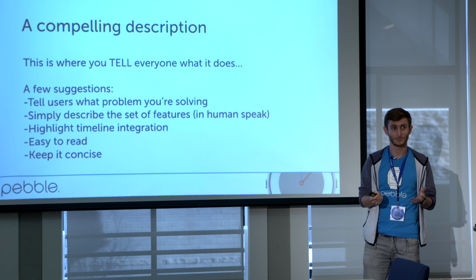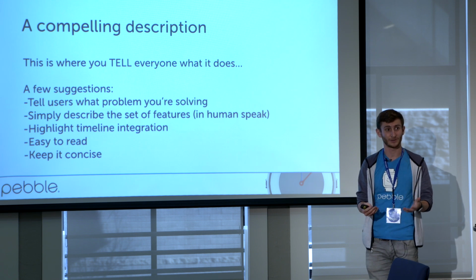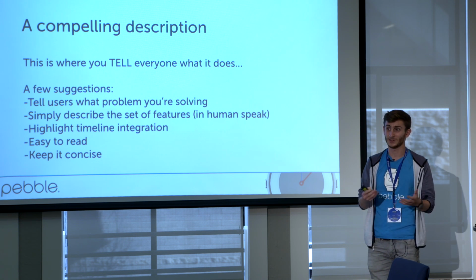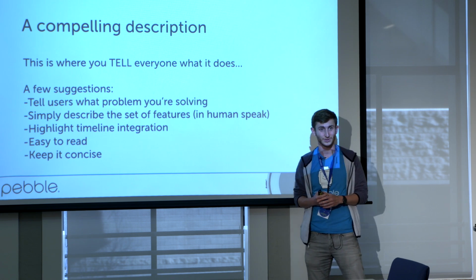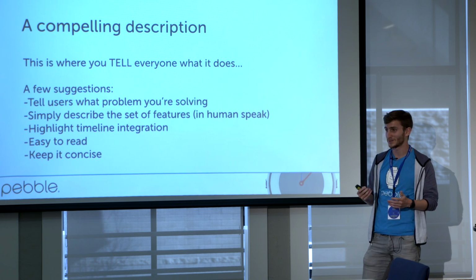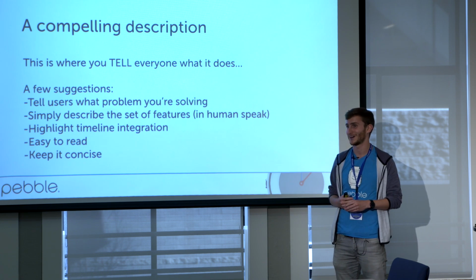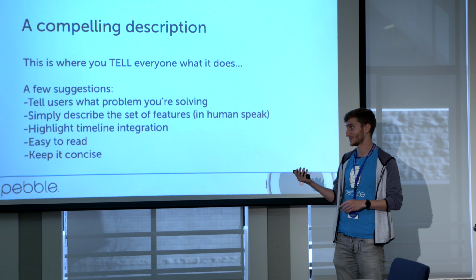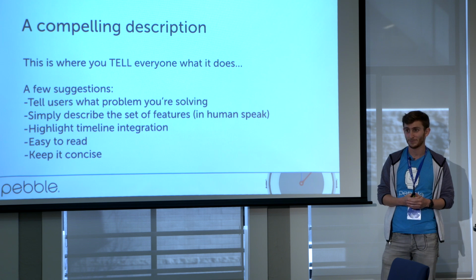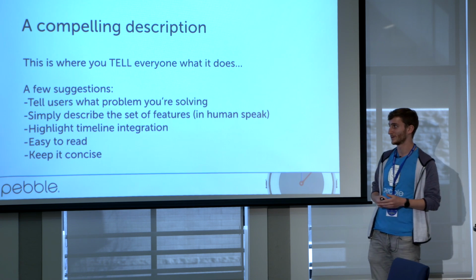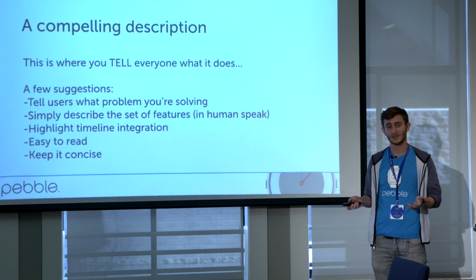Most importantly, tell the users what you're solving, rather than just launching into every feature of the app. Explain, here's what it does for you, here's what it's solving, and then do describe the set of features, especially in human speak. So something that people can understand whether or not they're a developer. And also, this is a place to highlight timeline integration. We don't right now have a tag to say this is a timeline app. It's definitely something we've thought about and are exploring, but this is a good place to say you can find stuff on your timeline. And keep it concise.